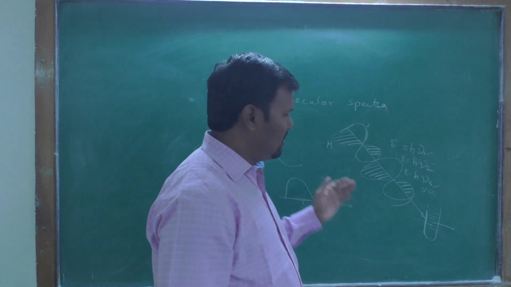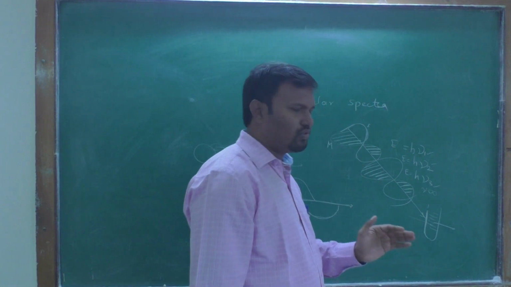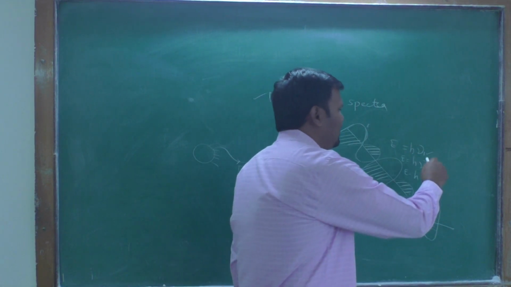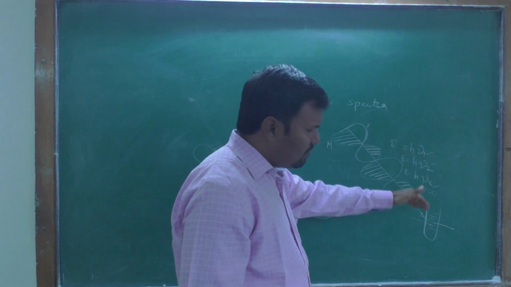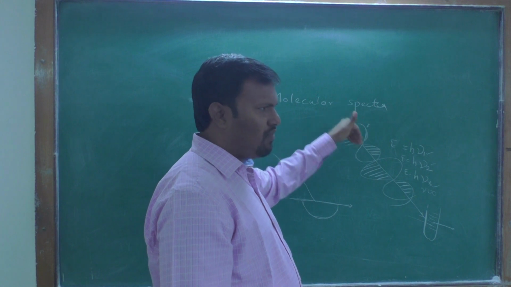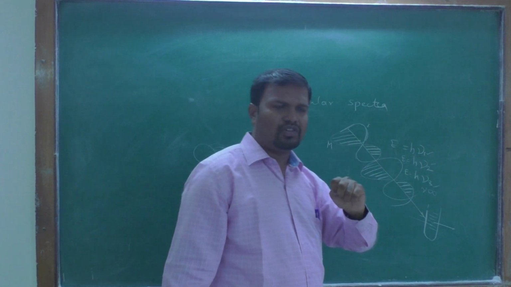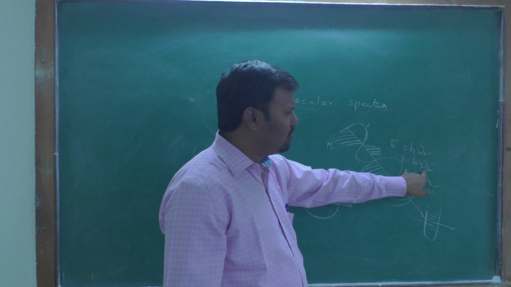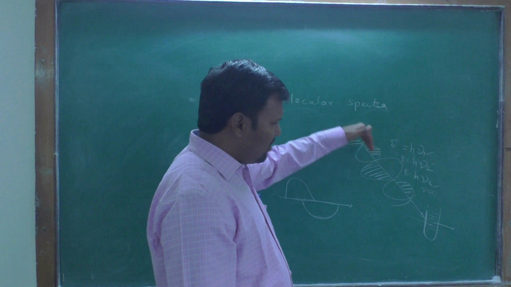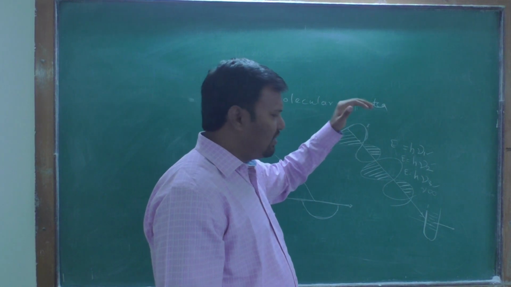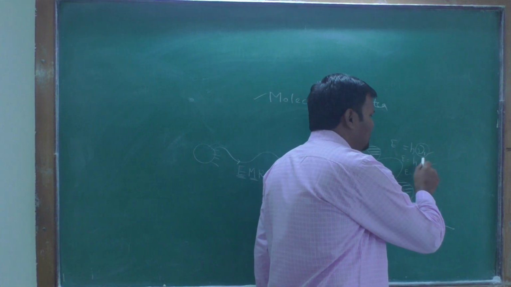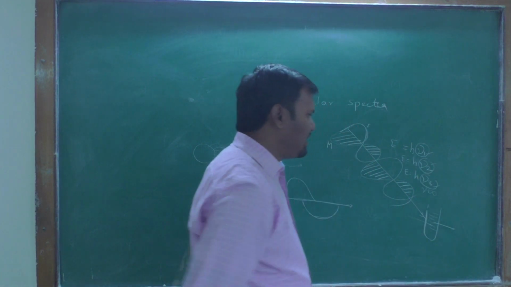A number of frequencies can be obtained from a source, a number of bunches of energy, each associated with a frequency mu1, frequency mu2, and frequency mu3. When this electromagnetic radiation falls on the matter, suppose these three frequencies are absorbed by it.